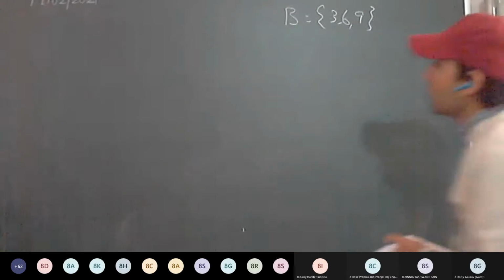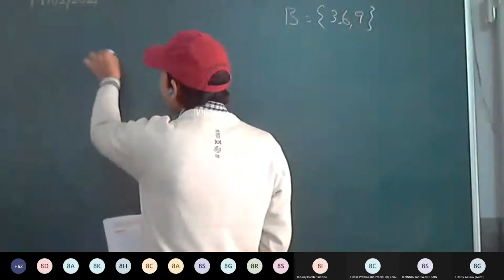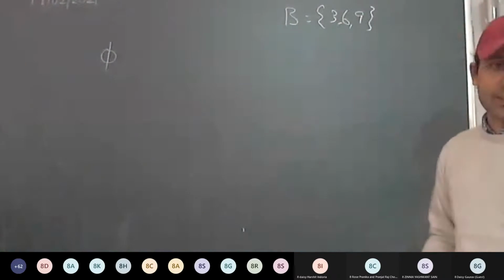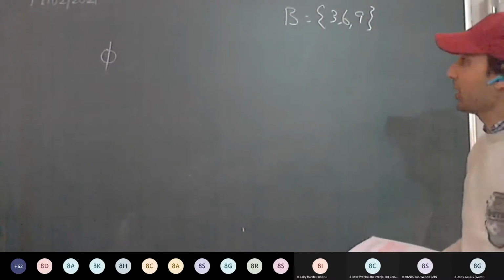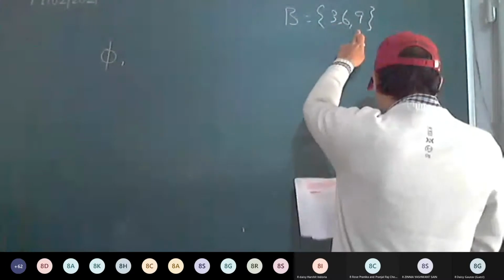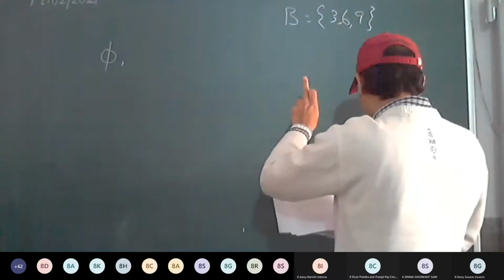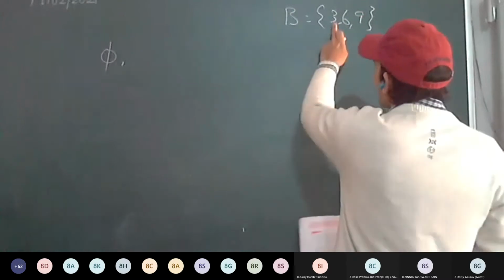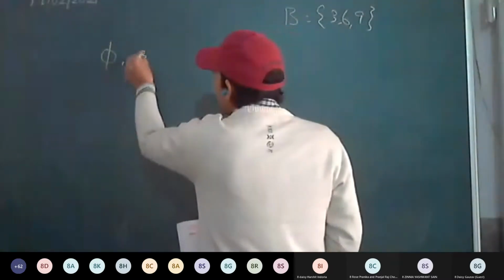Okay, find the subsets. For subsets, always start with this, the empty set. This is always a subset of every set. Now, for 3, 6, 9, we start with single element sets first.